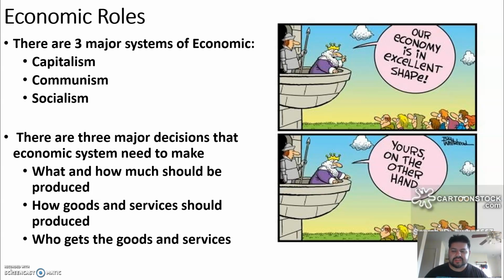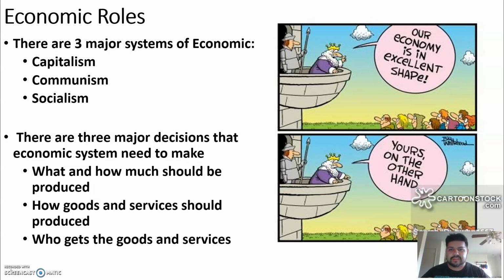One of the first ones is this: what and how much should be produced? It makes no sense if you are the leader of a country and let's say you have no cows, no goats, no type of animal to make milk. Why would you create factories to make stuff like cheese and butter and yogurt that would require milk? That makes no sense whatsoever. You use what you have in your country, the resources, and then build from there.